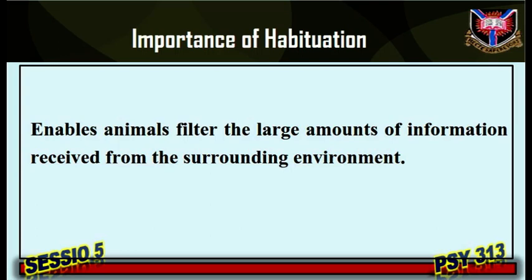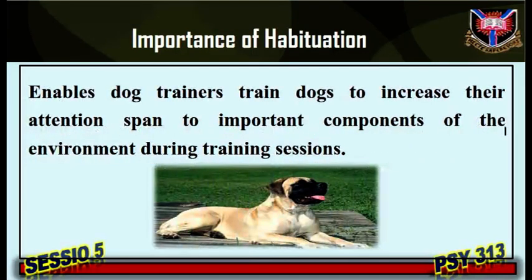For instance, people living near military barracks have got used to gunshot sounds and no longer get frightened when they hear gunshots, unlike individuals who live far from barracks, who are easily frightened at gunshot sounds. Dog trainers also make use of the principle of habituation to train dogs to increase their attention span to important components of the environment during training sessions.